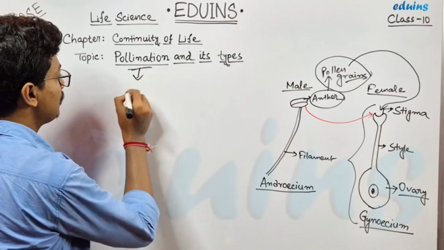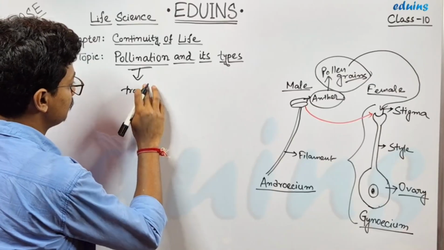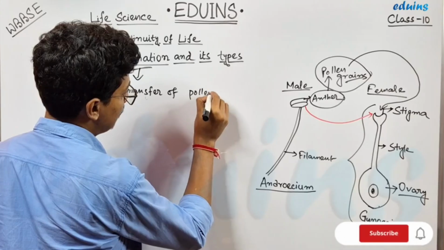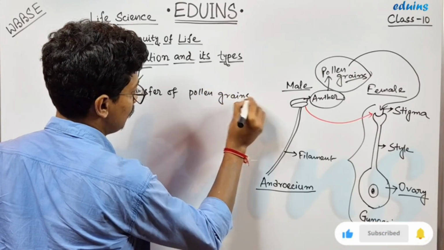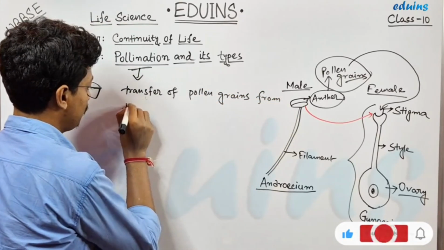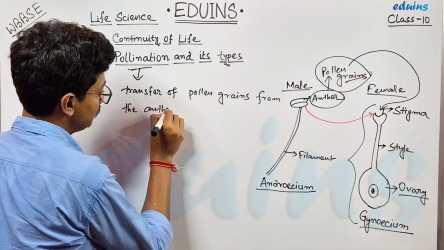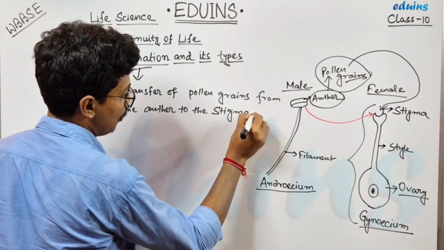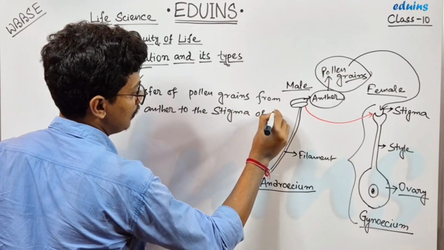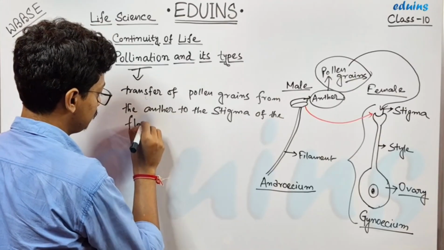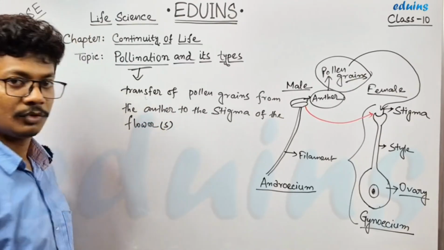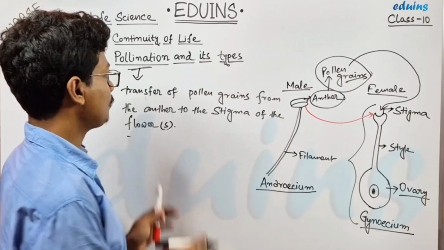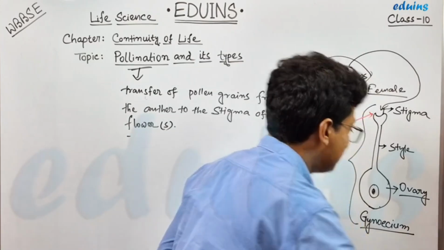So pollination is the transfer of pollen grains from the anther to the stigma of the flower or flowers. Why flower or flowers? We will discuss it in its types. So this is pollination. Next, its types.